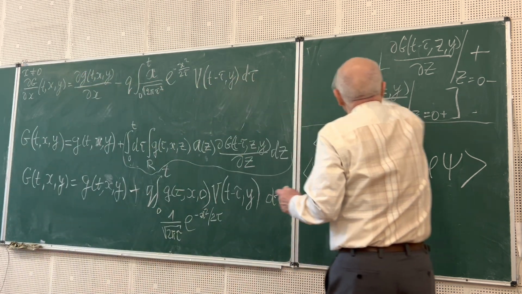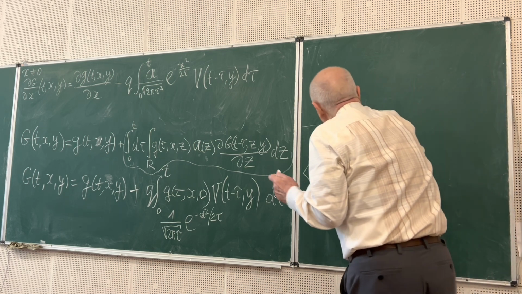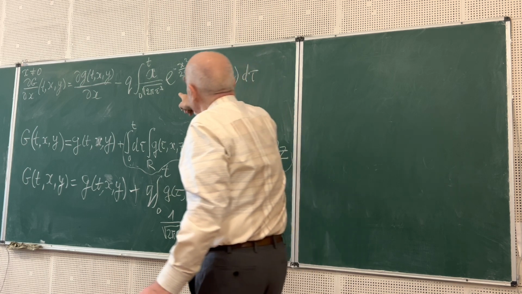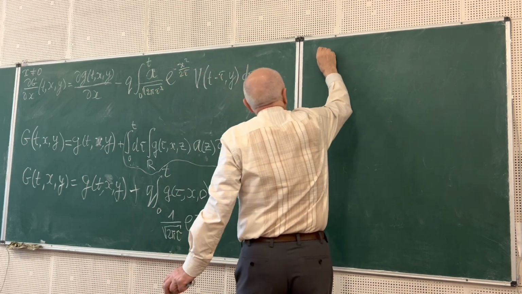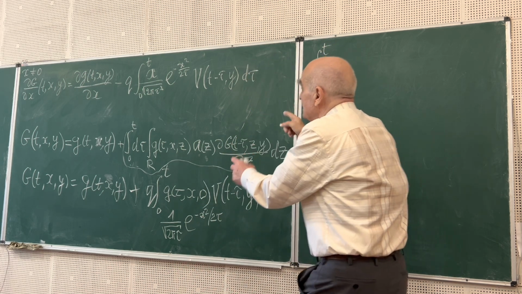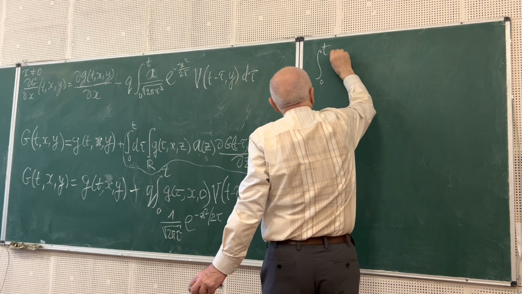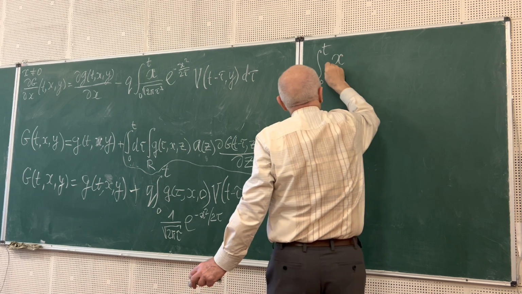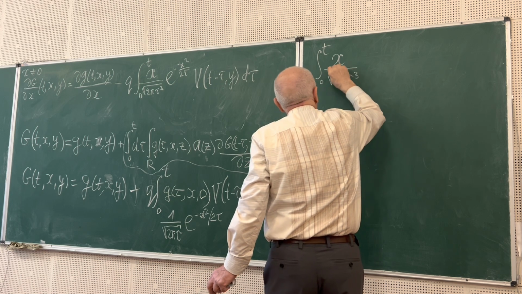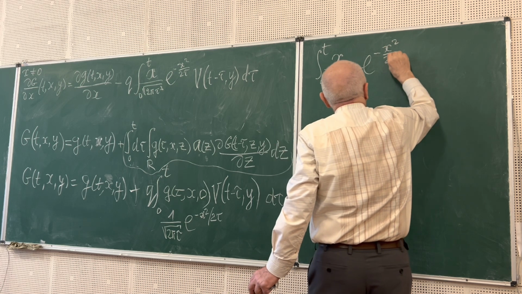And now let us consider this kernel. Let us calculate the full mass of this function. So I should calculate such an integral: x over square root of 2 pi tau cubed, e to the power minus x squared over 2 tau, d tau.